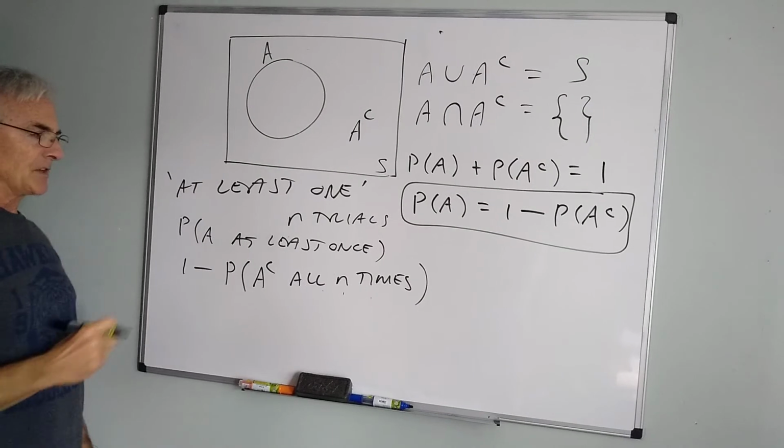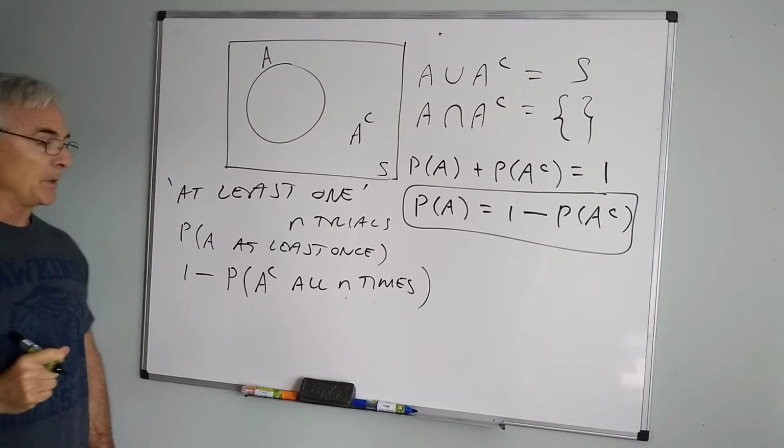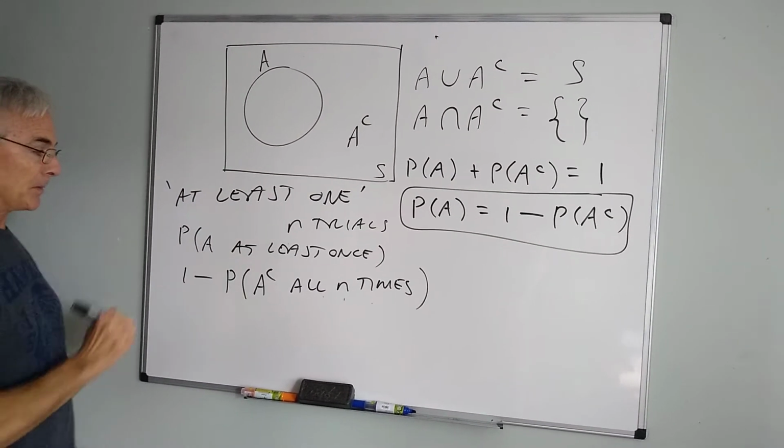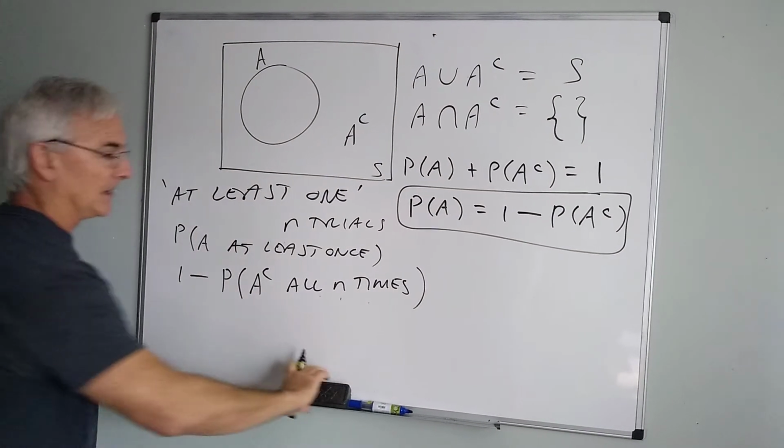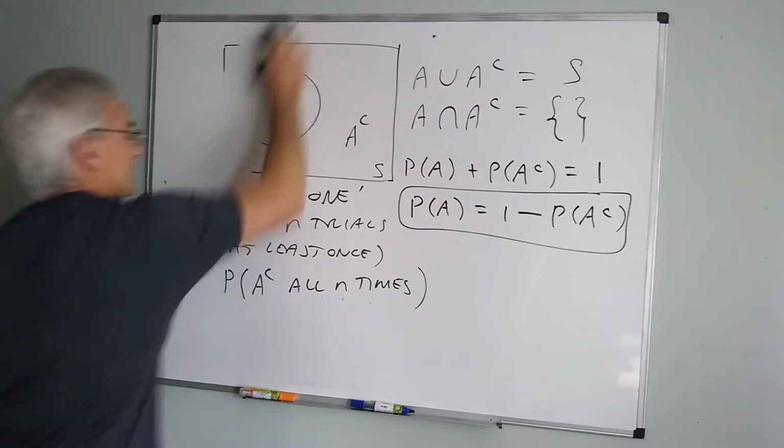So once again, saying at least one success, the complement is no successes. So the probability of at least one success would be 1 minus the probability of its complement. So let's look at a simple example of this.